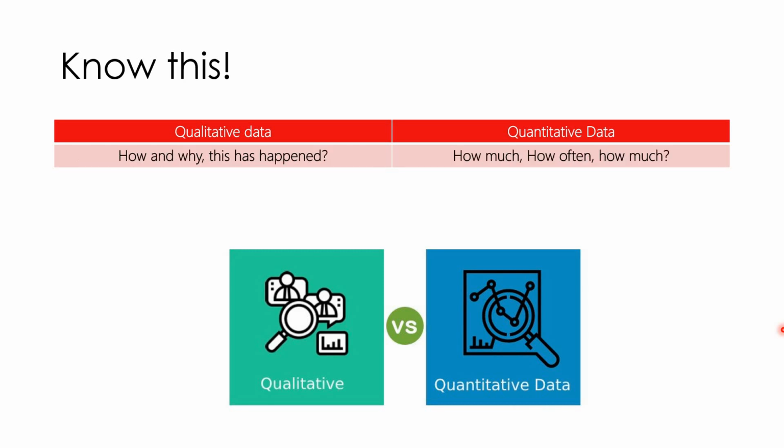Remember, qualitative data will be used to understand how and why this has happened. On the other side, quantitative data will help you in understanding how much, how often, all these kinds of things which are related to numbers. Qualitative will tell you how and why. Quantitative will tell you the figures. How much, how often. Please remember.